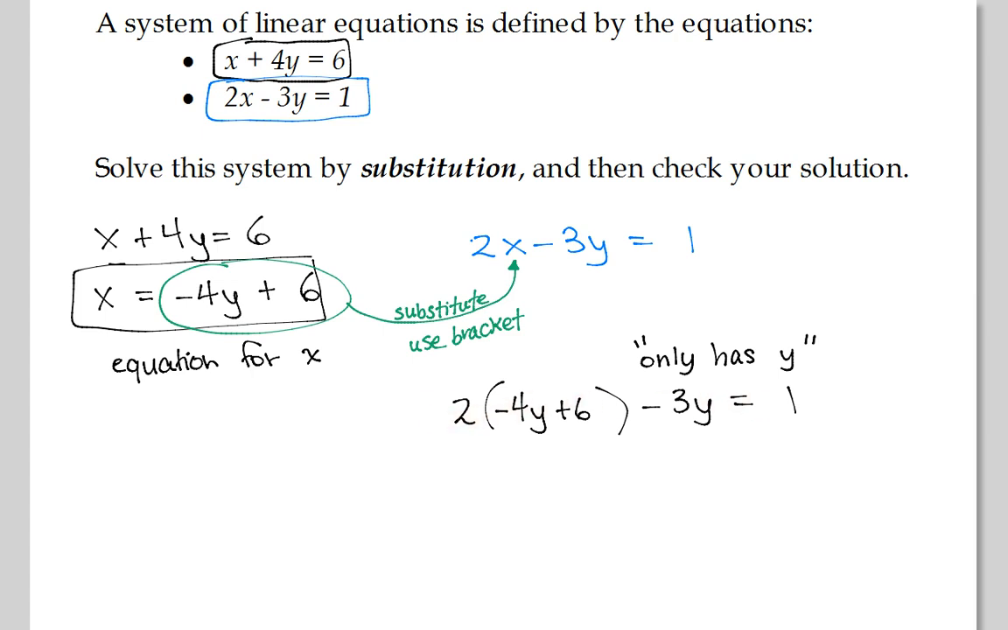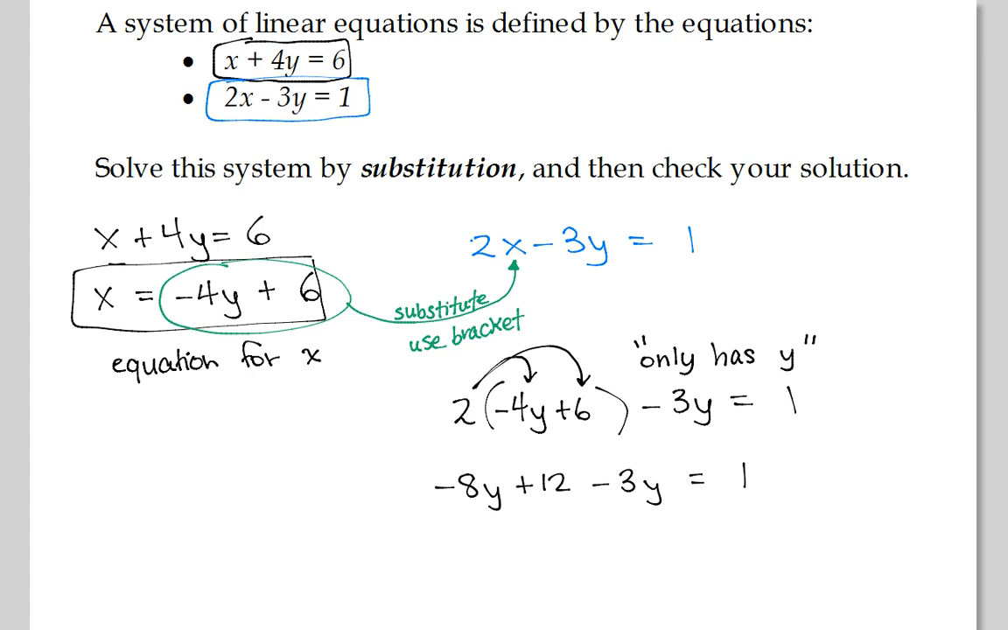So this is where it gets really algebraic, and it can be challenging for some, but hopefully you see it as a challenge and you try to meet it. Try to grow and get better. So we distribute in 2 times -4 and 2 times 6. When you distribute, the brackets are removed.